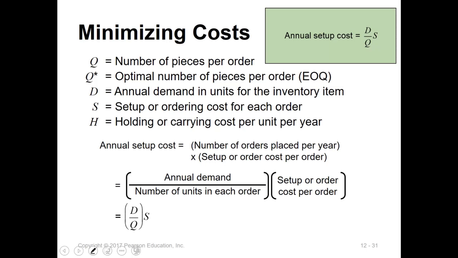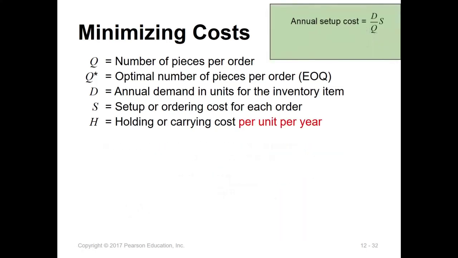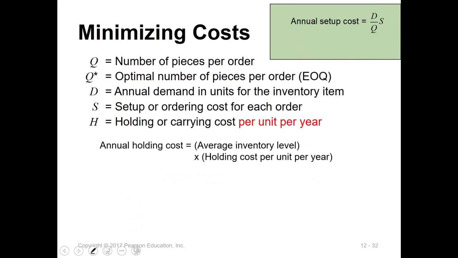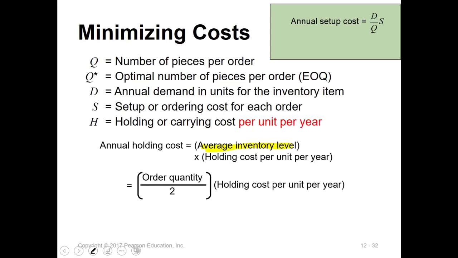Now, what is the annual holding cost? The next step, we want to find out the holding cost. So holding cost equals the average inventory level, which we already prepared. It is Q divided by 2, and then times H. H means the holding cost per unit per year.